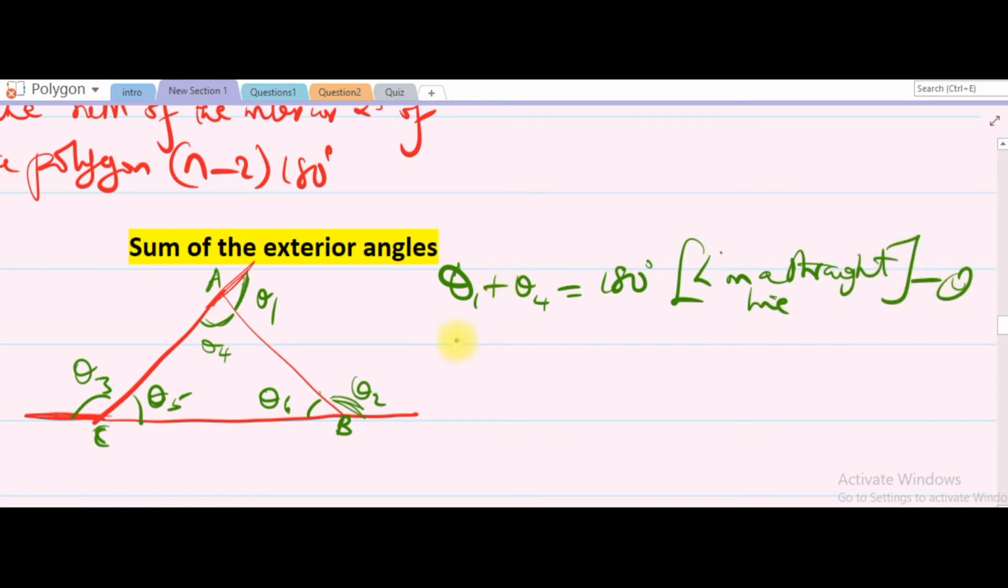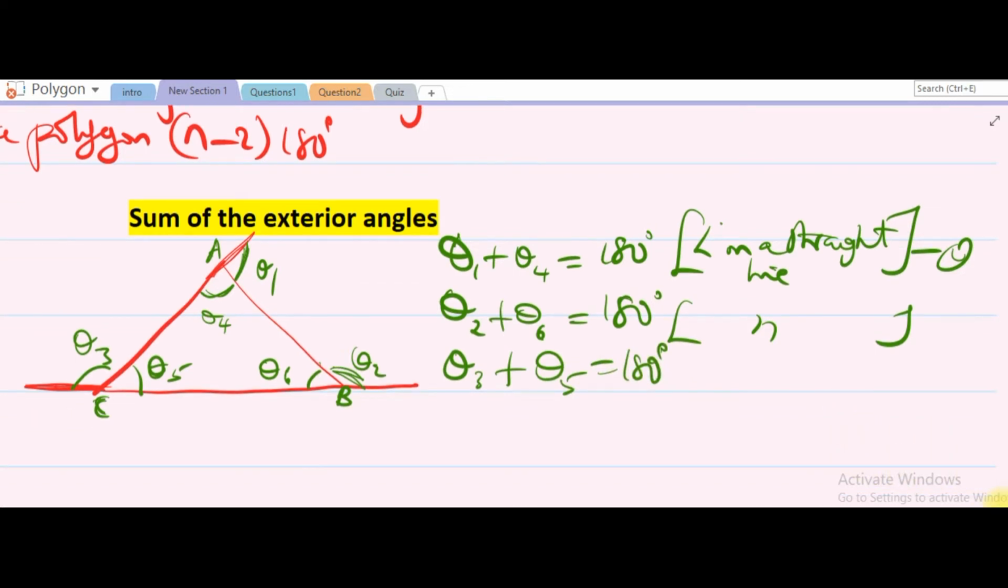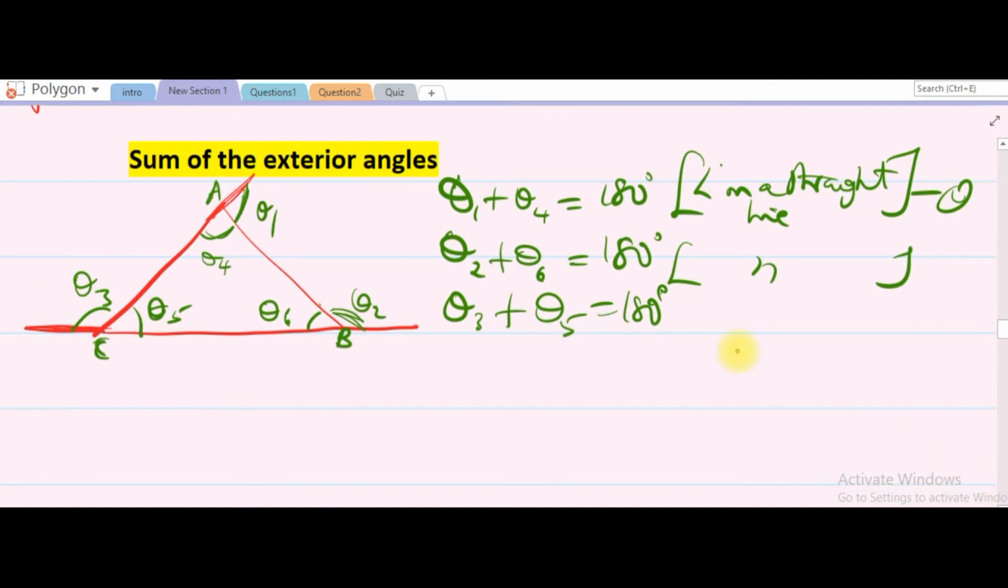The same thing, theta 2 plus theta 6 will always give us 180. The same argument, theta 3 plus theta 5 gives us 180. So we are getting a very important formula here. This is equation 2 and equation 3.